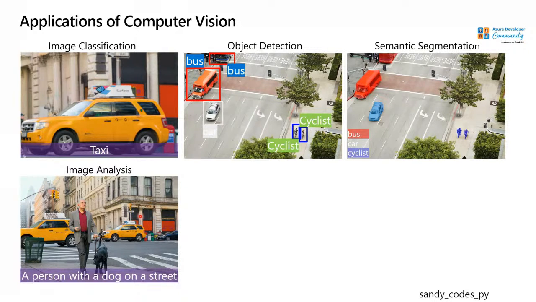So this has two phases. One is the part where you recognize the image. The second part of it is how you construct the sentence. So, a person with a dog on a street. What are the words that it has used?